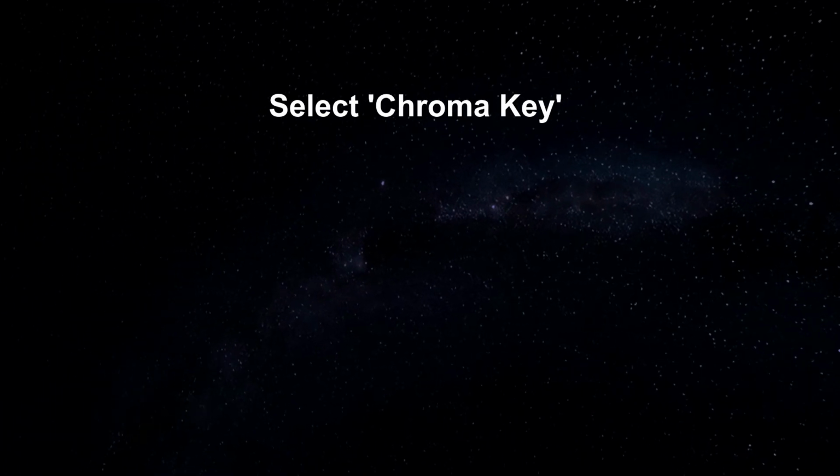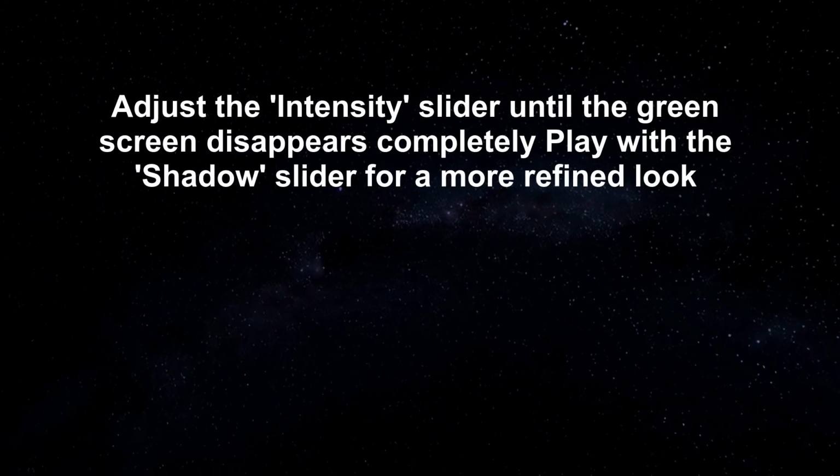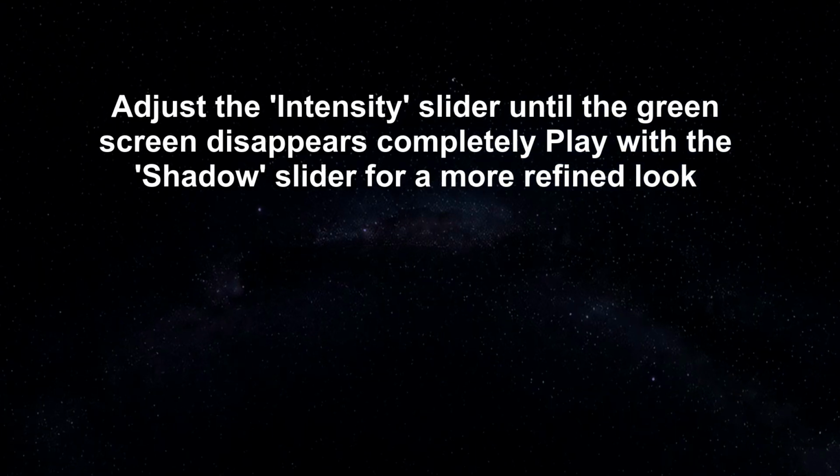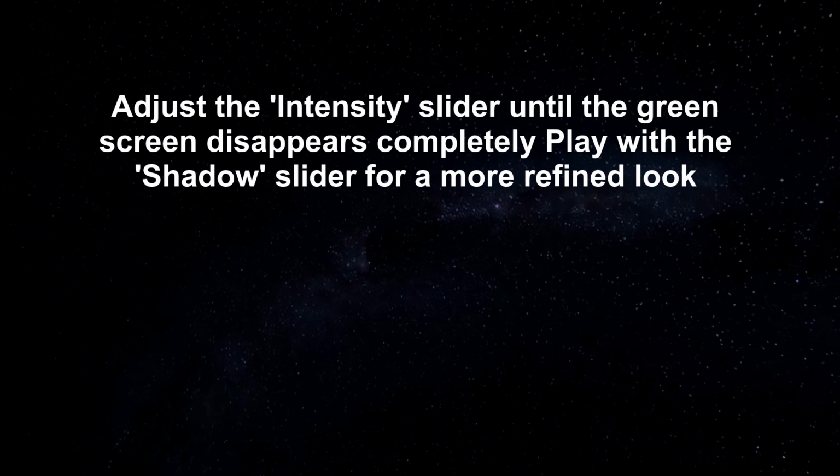Select Chroma Key. Use the color picker tool to select the green color in your background. Adjust the intensity slider until the green screen disappears completely. Play with the shadow slider for a more refined look.